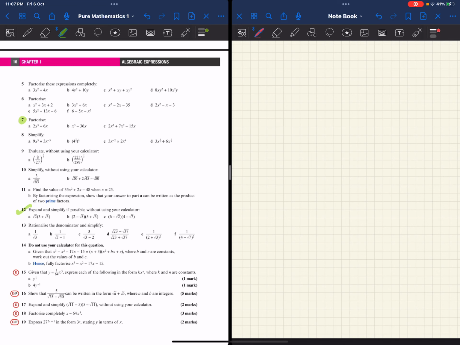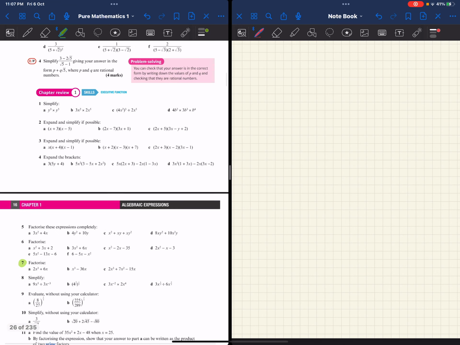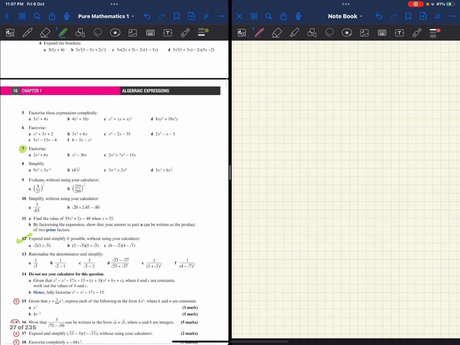This is the continuation of chapter review from topic 1, algebraic expressions. We were on question number 7, which is factorize.